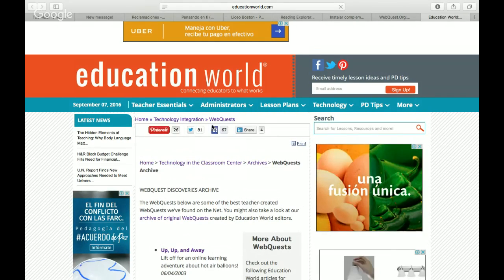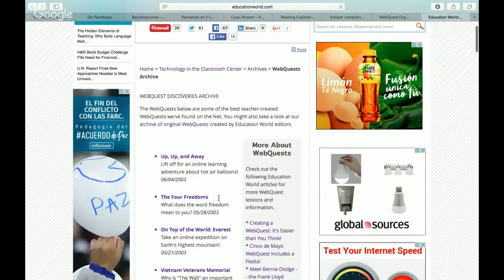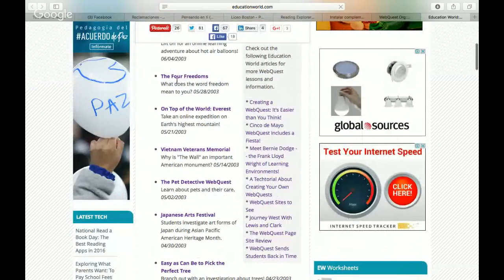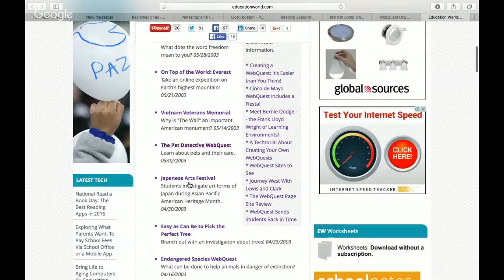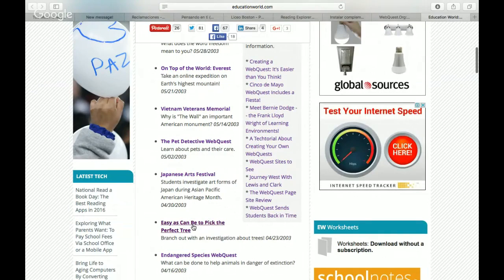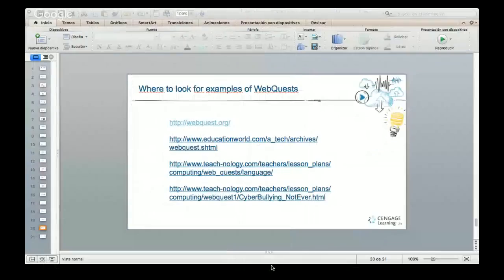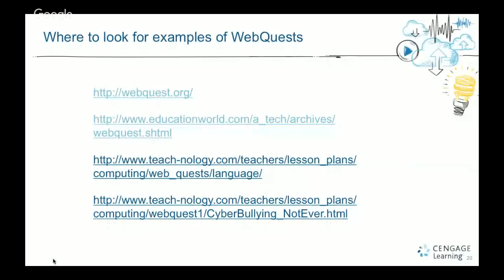Okay, so there you have, for example, a list of WebQuests. Four Freedoms, On Top of the World, Vietnam Veterans Memorial, The Pet Detective WebQuest, Japanese Arts Festival, Easy as Can Be to Pick the Perfect Tree. Okay, so these are examples of WebQuests that you can use.